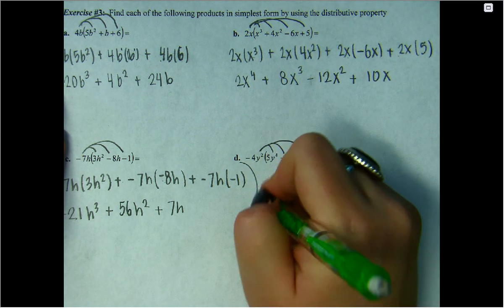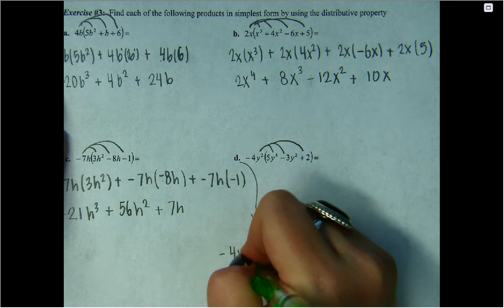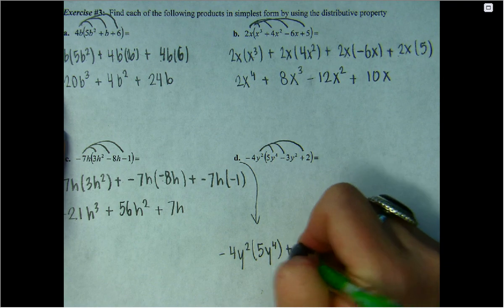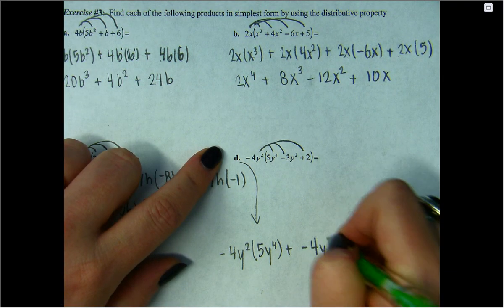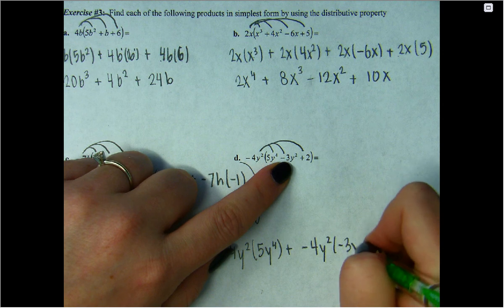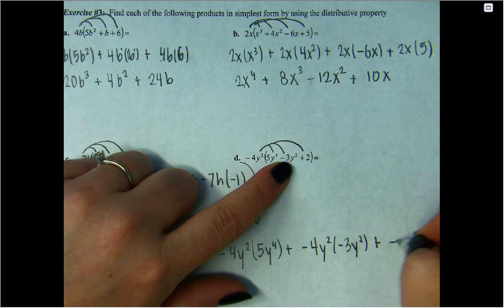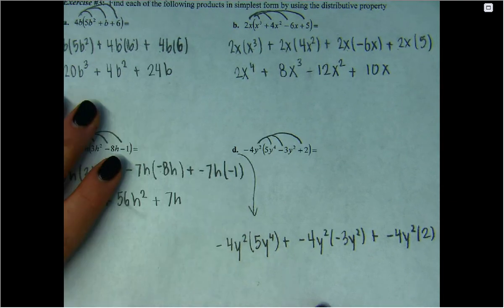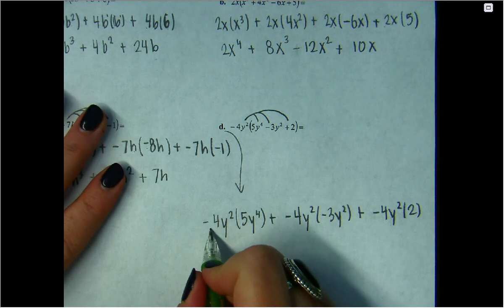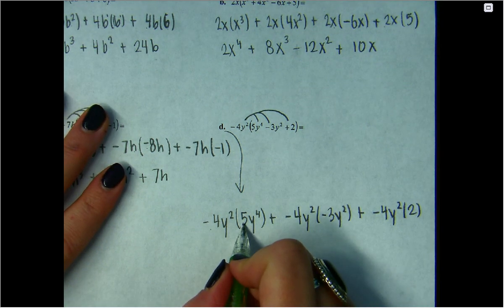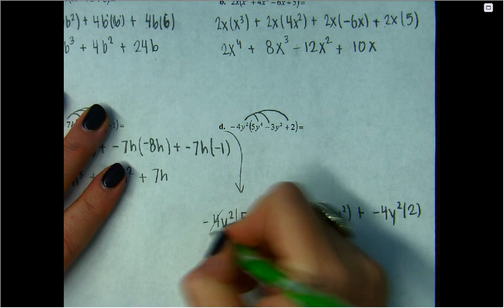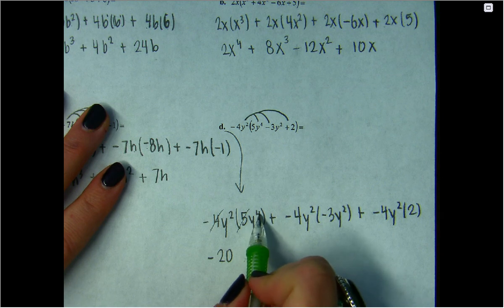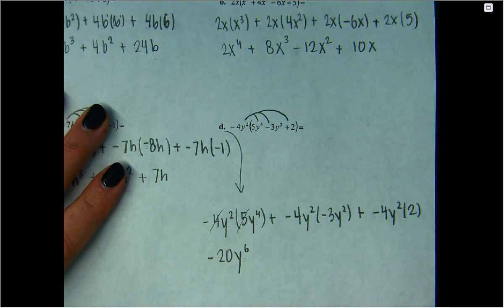So I'm just going to go down here. So I get negative 4y squared times my first term, 5y to the 4th, plus negative 4y squared times my second term, which is negative 3y squared, plus negative 4y squared times my third term, which is positive 2. Okay, numbers and letters, here we go. Negative 4 times 5 is negative 20, okay? And then I get y squared times y to the 4th, so I add my exponents, so 4, 5, 6, that gives me y to the 6th.